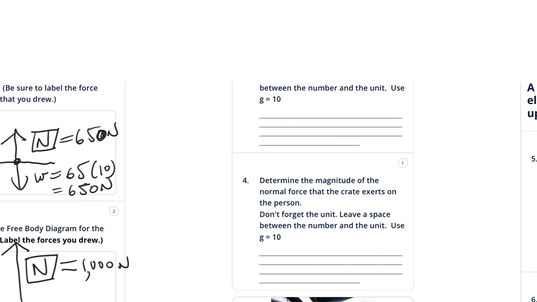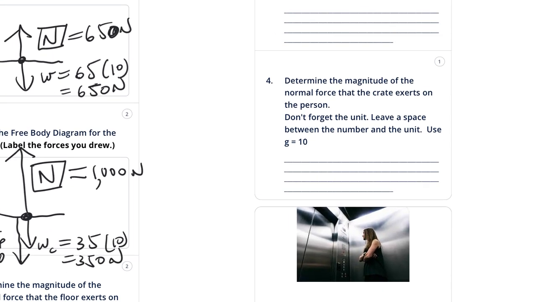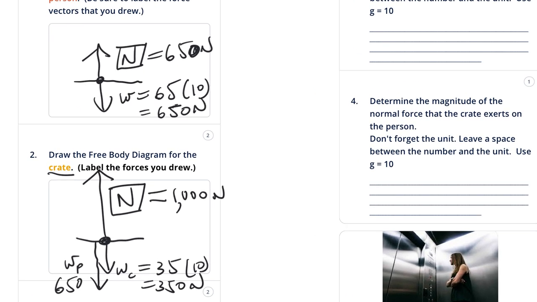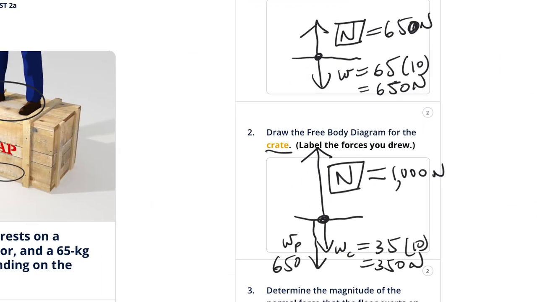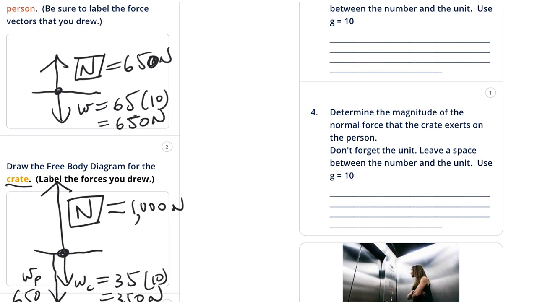Okay, number 4. Determine the size of the normal force that the crate exerts on the person. We did that in the very first question. So that's 650 newtons. You can see it right there.